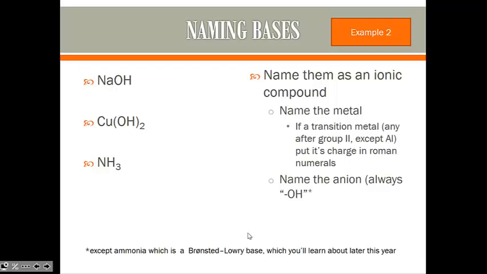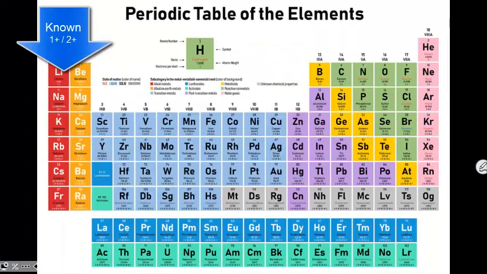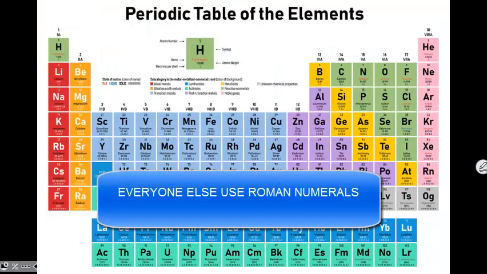Lastly, bases are true ionic compounds, and therefore we name all bases like we name any ionic compound. So going from the formula to the name, you simply state what the metal is. If the metal does not have a known oxidation state, specifically it's not in the first 2 columns, it's not silver, zinc, or aluminum, you must provide that oxidation state or charge with a Roman numeral.